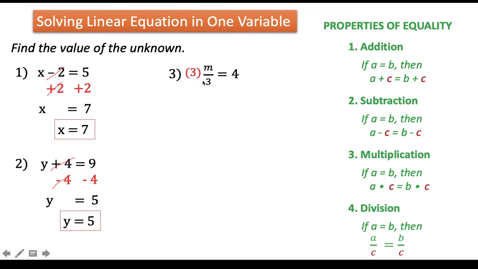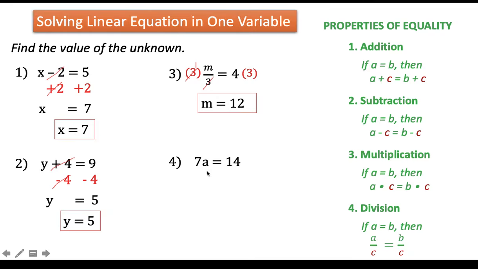We multiplied 3 on the left side. We must do the same on the other side of the equation. Here we are applying the multiplication property of equality. So we are going to eliminate them now. 3 divided by 3 is equal to 1. Then 1 times m is m. Then on the right side of the equation, 4 times 3 is 12. So the value of our variable m is 12. By checking, 12 divided by 3 is equal to 4, and it makes our equation true.